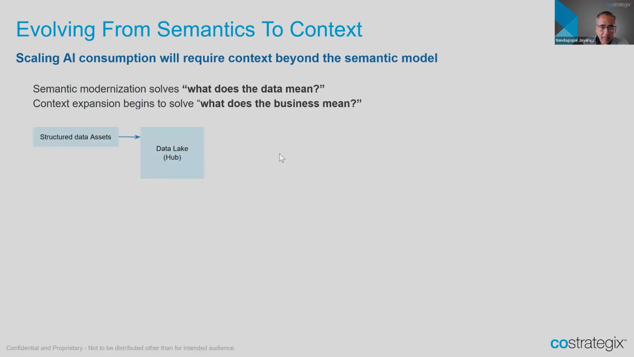And so today, semantic modernization solves what does the data mean? How is the KPI exactly implemented? And context expansion begins to solve what does the business mean within that context. So, for example, you have structured data assets. You pull all that into your data lake, and you might have a domain data lake, which is like a hub and spoke type setup. It powers your dashboards.